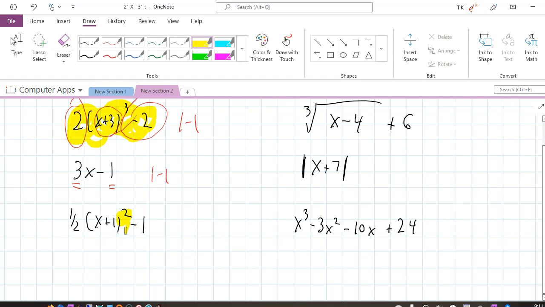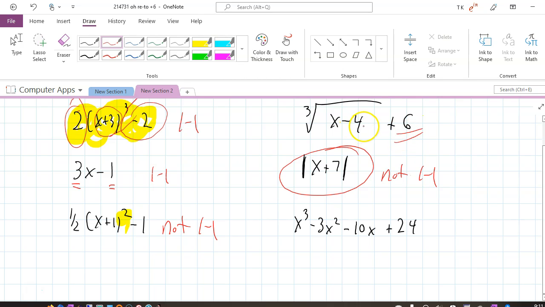I can stop. I know this is not one-to-one because quadratics are in general not one-to-one. Absolute value, also not one-to-one. Okay. Cube root is one-to-one, and I'm looking at a vertical shift and a horizontal shift. Those do not change one-to-oneness. This is one-to-one.